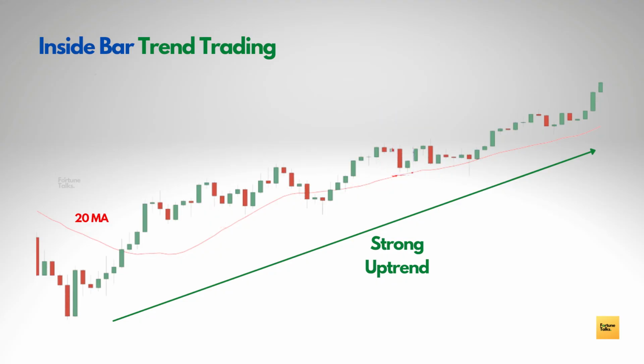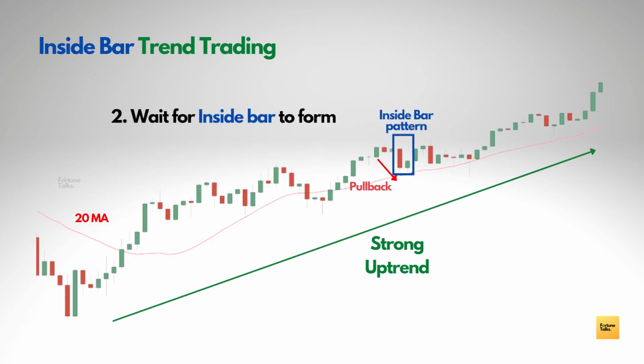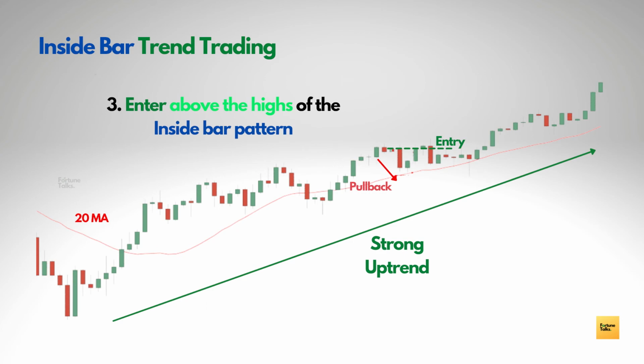Now as we have mentioned, the price is in a strong trend, that is, the price is above the 20 moving average. We have to wait for a pullback to occur. And if the pullback has occurred, we have to wait for an inside bar to form. And if the inside bar is also formed, then you can go long when the price breaks above the highs of the previous candle of the inside bar. Or you can wait for the confirmation. That is, wait for the breakout candle to close above the inside bar's previous candle's high, so as to avoid being trapped by the hikkake pattern.